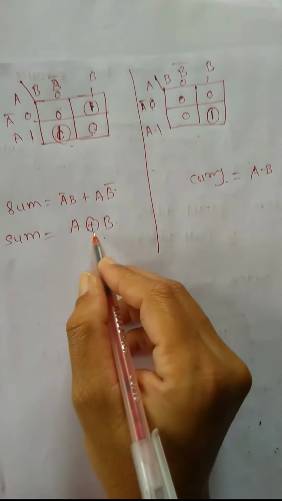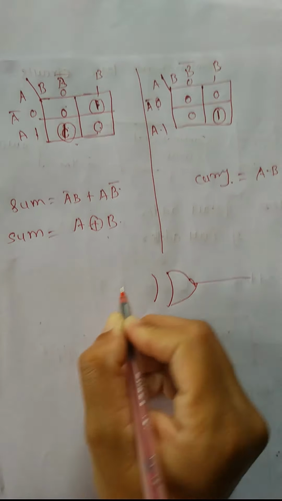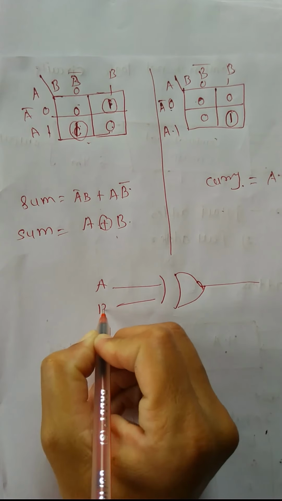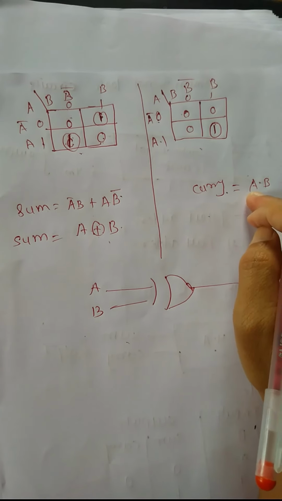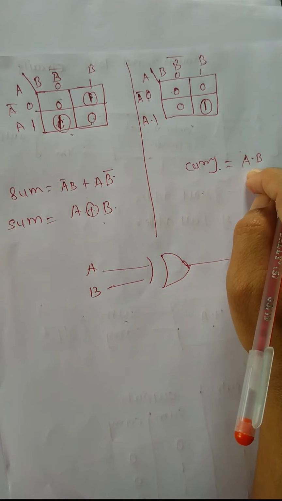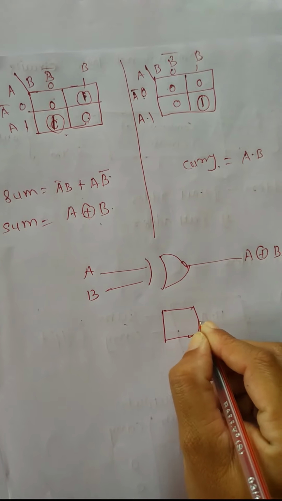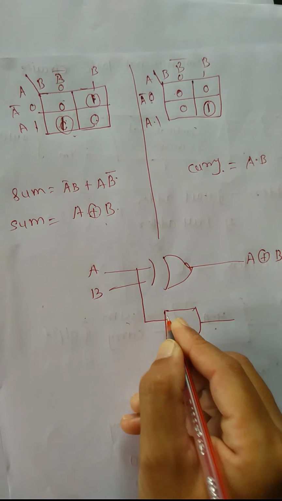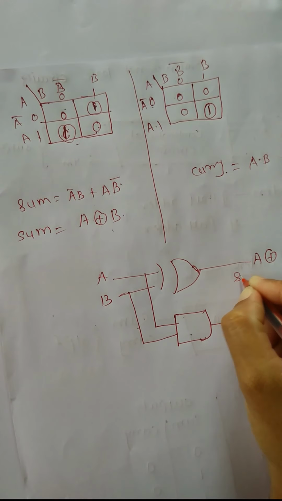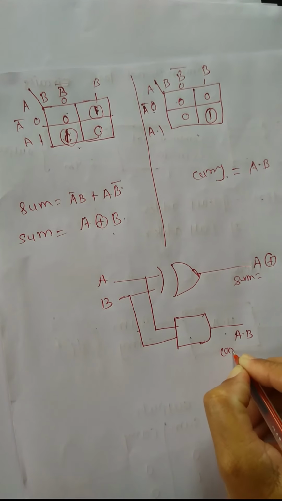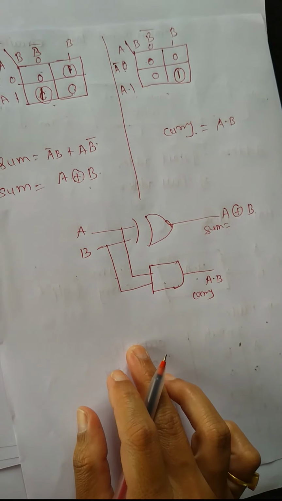This equation is XOR, so this is an XOR gate, A XOR B. The equation A into B means which gate is required? AND gate. So here is one AND gate, and to it we connect the A input and B input. Output is A into B. This is the sum and this is the carry. This is the design of the half adder.